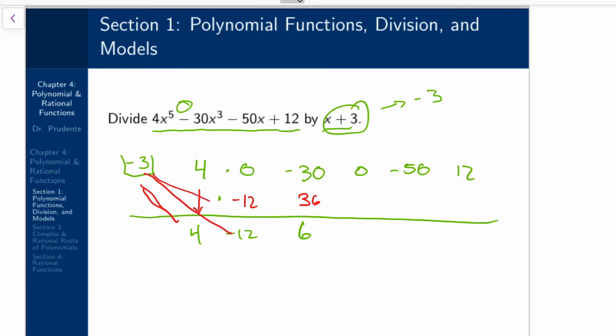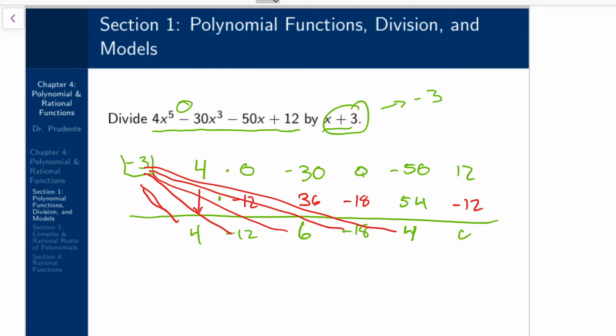Right? Now I'll take the negative 3 again and multiply and get negative 18. And I'll add 0 plus negative 18 is negative 18. Then I'll take the negative 3, multiply it by negative 18, and get positive 54. I'll add the negative 50 and the 54 and get positive 4. Then I'll take the negative 3 and multiply it by 4 and get a negative 12. I'll add them together and get a 0.